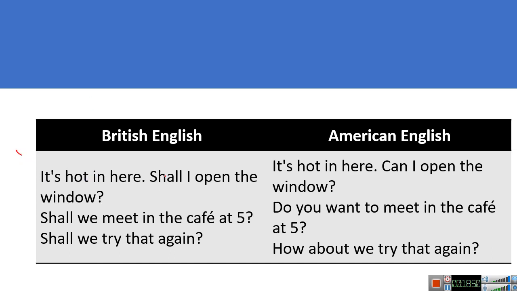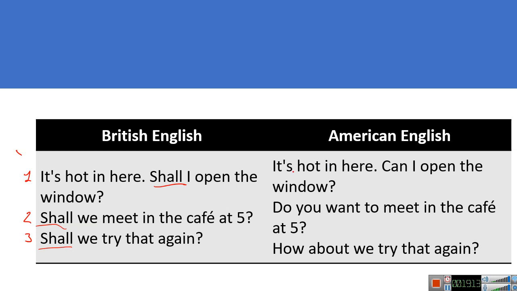It's hot in here. Shall I open the window? Okay, that's number 1. Number 2, shall we meet in the cafe at 5 o'clock? And number 3, shall we try that again? So here we're always using shall because this is British English.